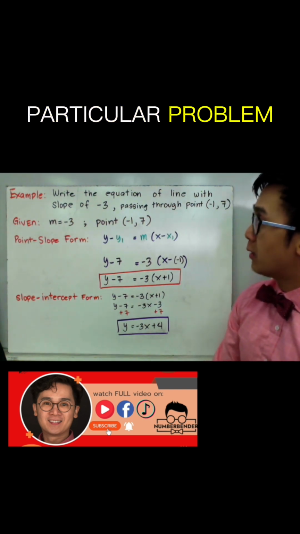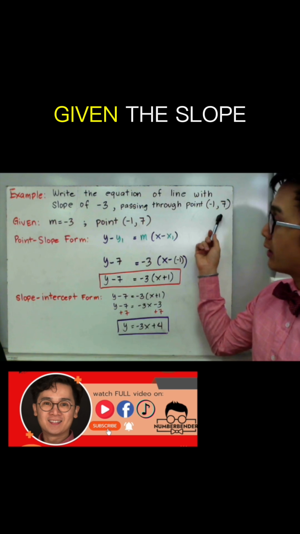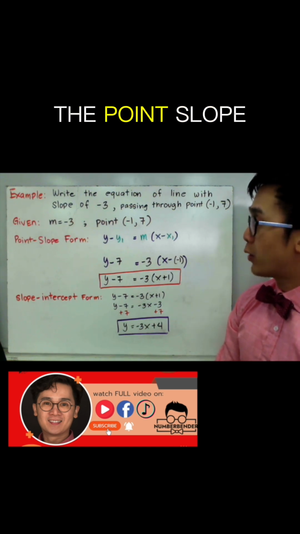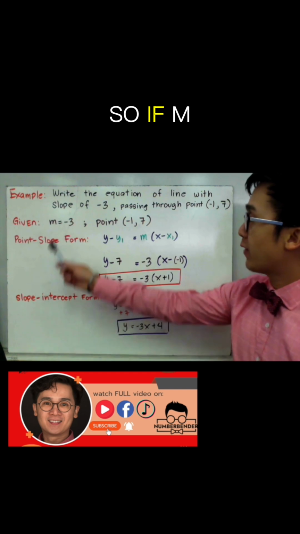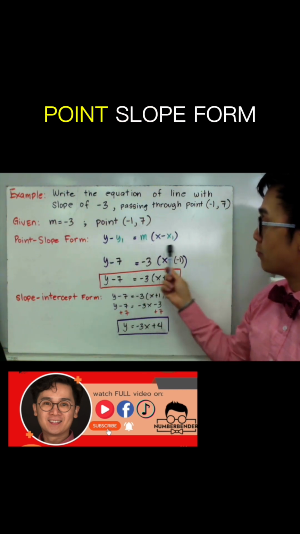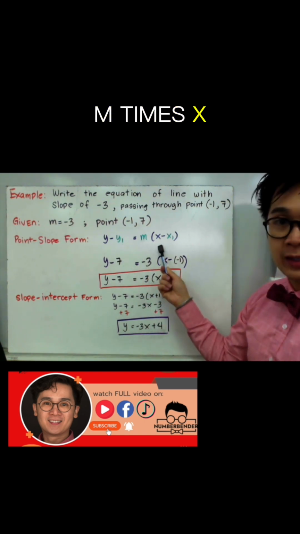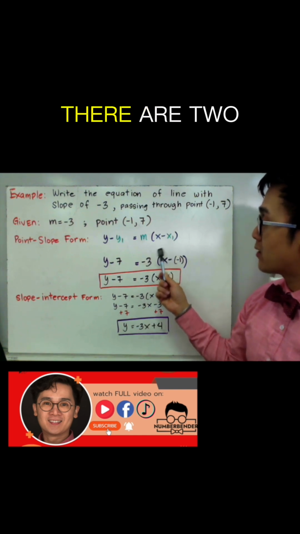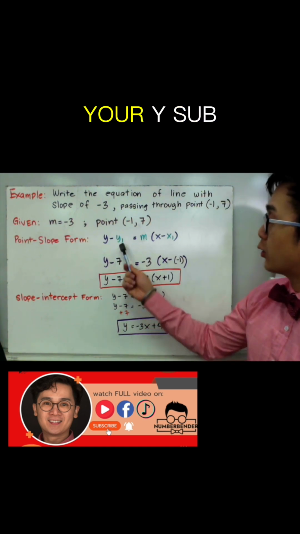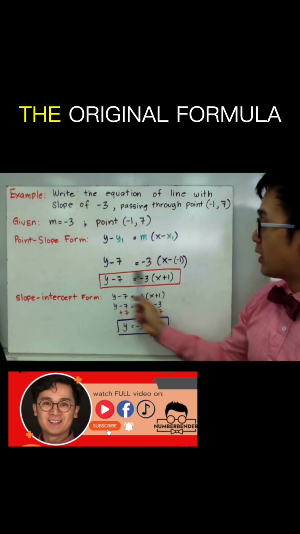In this particular problem, it's easy to use the point-slope form because you are given a point and you are given the slope. So from the title itself, we'll be able to easily use the point-slope form to write the equation of a line. So if m is -3 and the point is (-1, 7), all we need to do is to use the formula of the point-slope form, which is y minus y sub 1 equals m times x minus x sub 1. And in this case, there are two y's and two x's that you're seeing in your formula. What you will change is your y sub 1 and x sub 1, and you will leave your y and x as in the original formula.